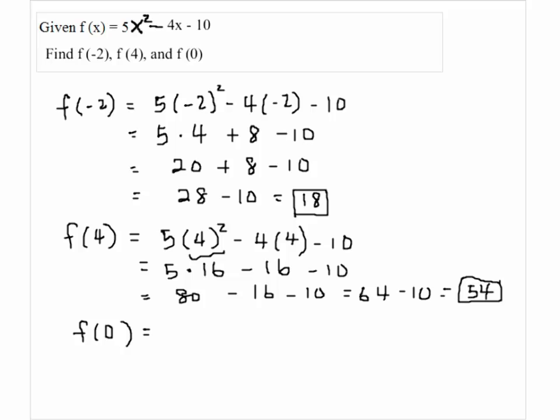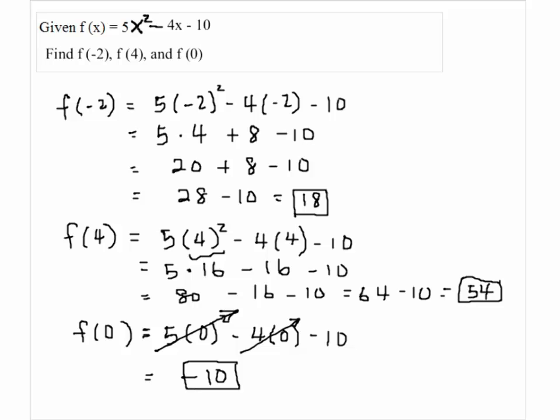Finally, f of 0 is found by replacing all the x's with zeros. So 5 times 0 squared minus 4 times 0 minus 10. 5 times 0, which is 0, so we can cancel that term, minus 4 times 0, which is also 0. So we're left with negative 10 as the answer.